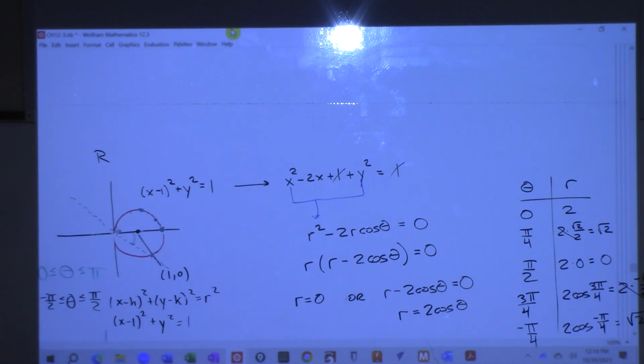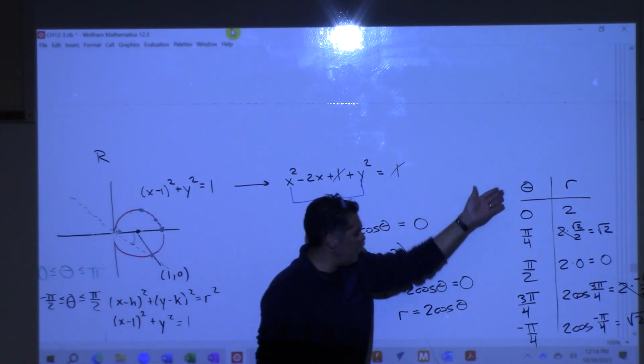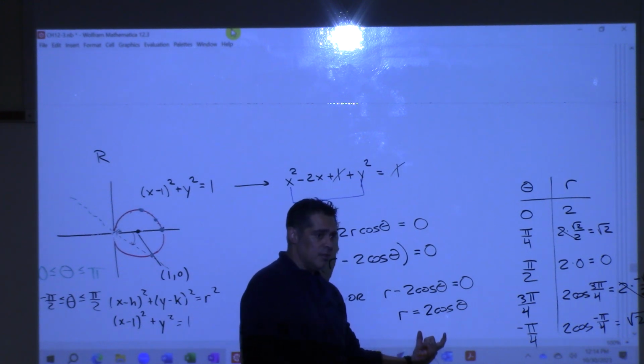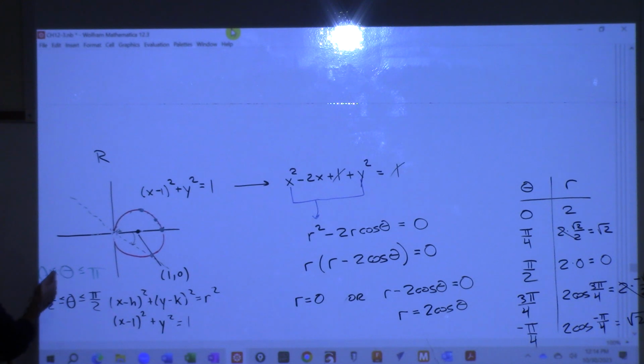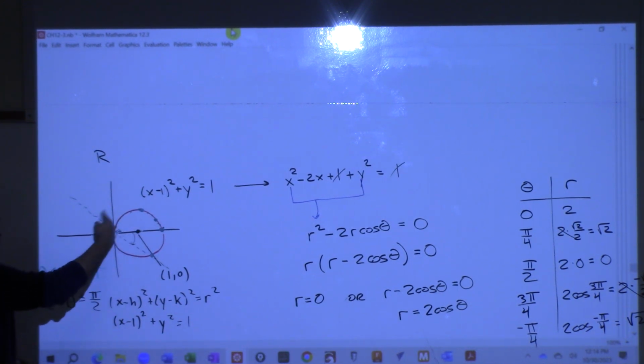So I guess what I'm getting you to see here is that there's multiple ways to draw that circle. Here's the formula to draw the circle. It's just a question of the restriction on theta. If you go from 0 to pi, you'll draw one circle. If you go from negative pi over 2 to pi over 2, you'll draw one circle.